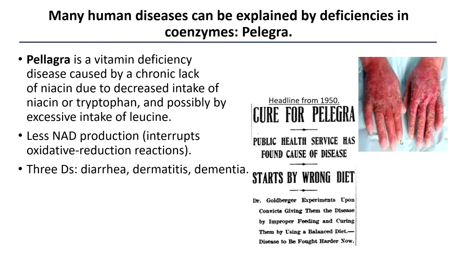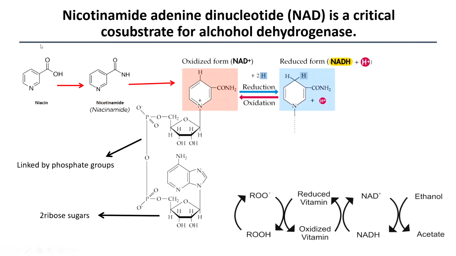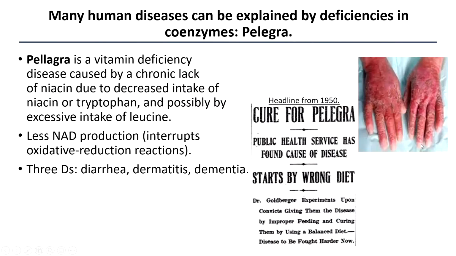Many human diseases can actually be explained by deficiency in coenzyme. If you have a deficiency of niacin in your diet, that means you will not have the necessary base materials to make NAD. Without NAD, a lot of your metabolic enzymes are not functioning. And this can lead to less NAD production. That's going to interrupt a lot of the redox reactions necessary for metabolizing sugar. And that's going to lead to a lot of systemic-wide problems. Diarrhea, you're going to have a terrible diarrhea because you're not able to absorb the nutrients that you're consuming because the enzymes that process those nutrients are not functioning.